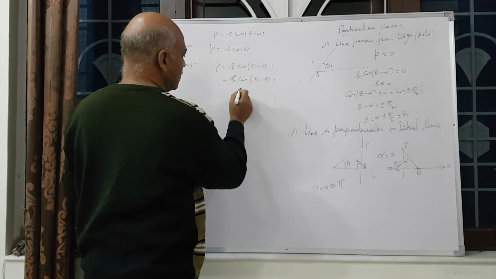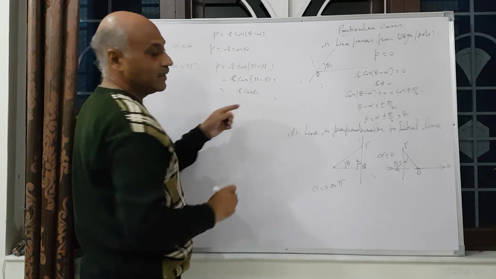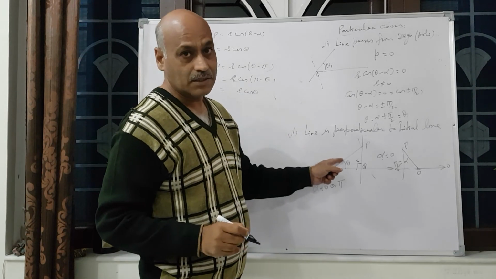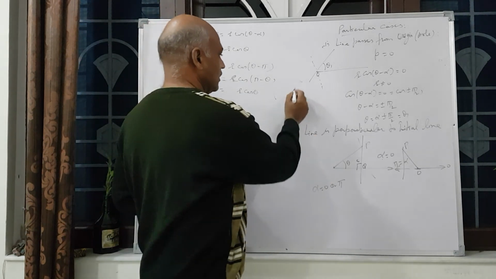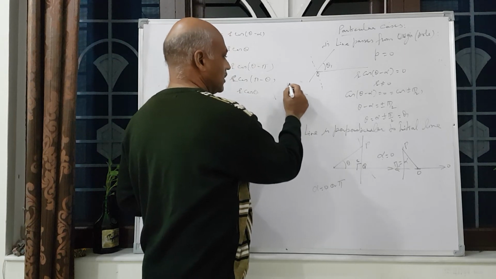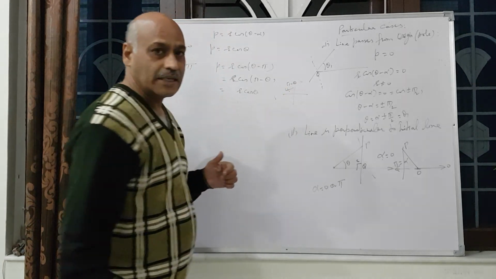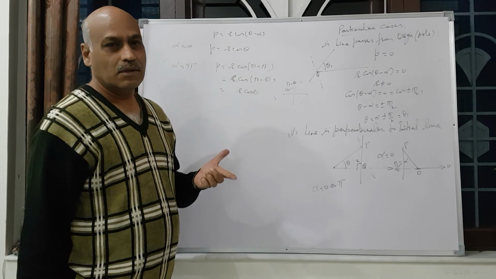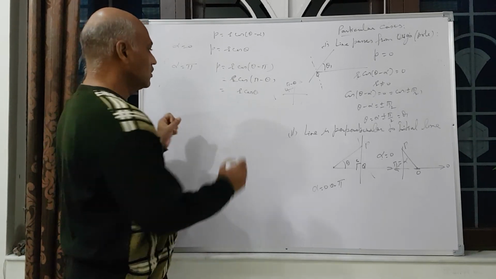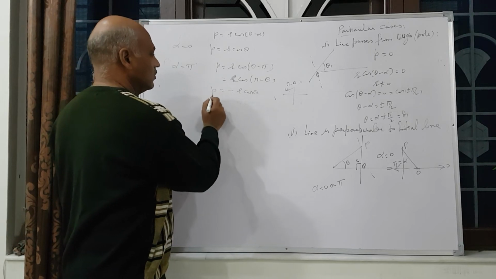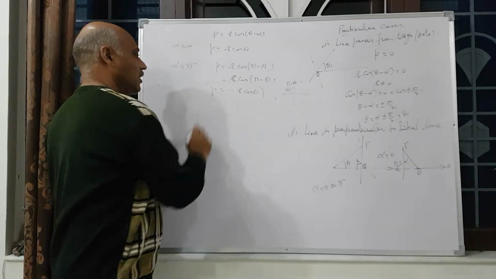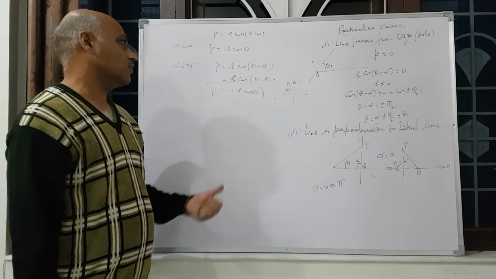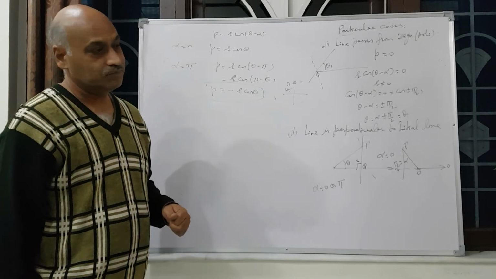So pi minus theta is in the second quadrant. Okay, this is pi minus theta here, second quadrant. In the second quadrant, is cos positive or negative? It is negative, so we can say p equals minus r cos theta. If it is pi, minus r cos theta. If it is 0, r cos theta.